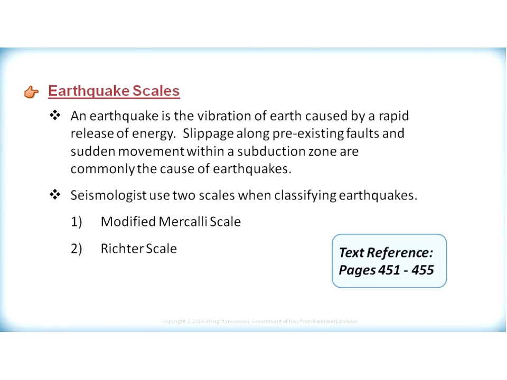When we look at the two earthquake scales, an earthquake is the vibration of the earth caused by rapid release of energy. Slippage along pre-existing faults and sudden movement within subduction zones are commonly the cause of earthquakes. Seismologists use two scales when classifying earthquakes. First being the modified Mercalli scale, and the second being the Richter scale. Information on these two scales can be found in the textbook on pages 451 to 455.